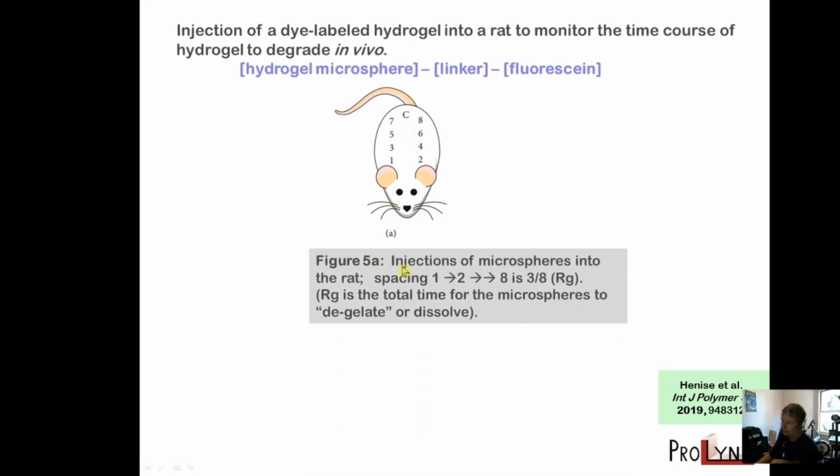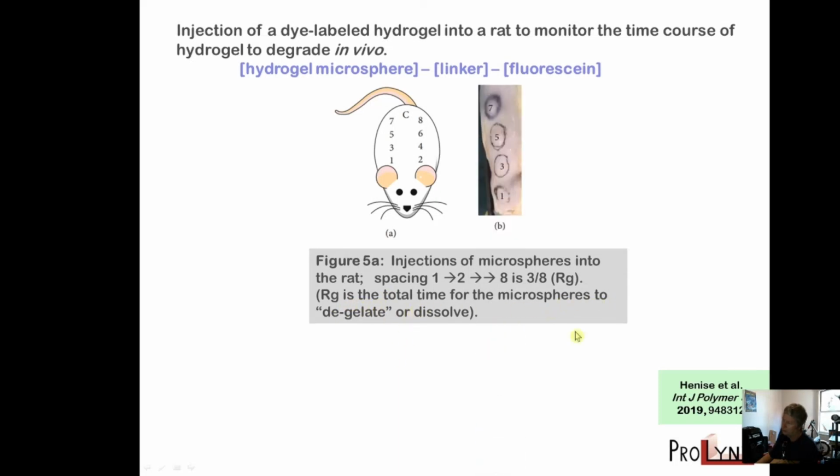The figure legend was that injections of microspheres into the rat, spacing is like 1, 2, up to 8. And each of these is 3/8 the reverse gelation time, which is, remember, a full RG was the amount of time to completely degelate the microsphere and completely dissolve it essentially. So they're doing fractions of that to follow: inject, wait a while, inject, wait a while, etc. Okay, and so RG is the total time for the microspheres to degelate or dissolve.